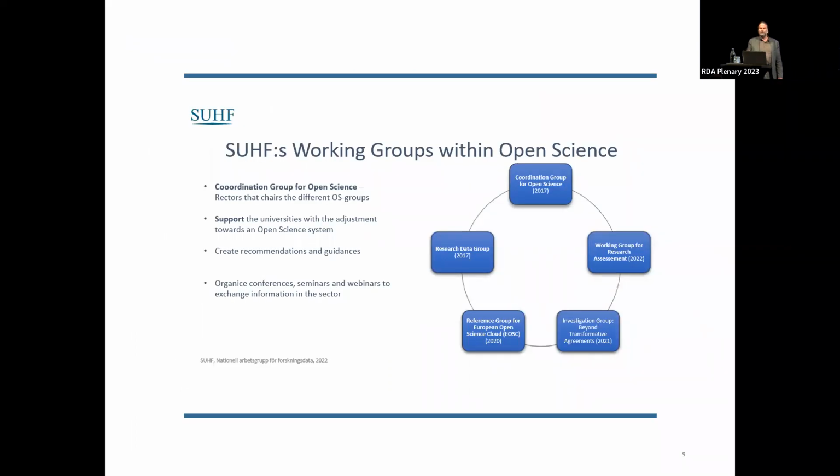Then, working on open science, we have a lot of different groups within the Rectors Conference. So we started to have a coordination group on open science that took all the perspectives and coordinates the different groups. So we have the research data group, we have the reference group for EOSC, we have a working group on research assessment, we have a group on beyond the transformative agreements. In Sweden, we would like to see that the transformation will happen also within open access, and we are now stuck in the transformative agreements. But all these working groups are working together to create the discussion and to make the movement forward.